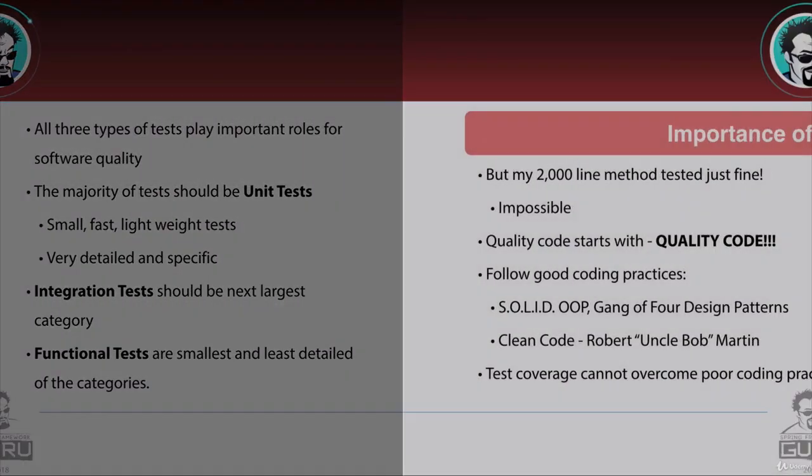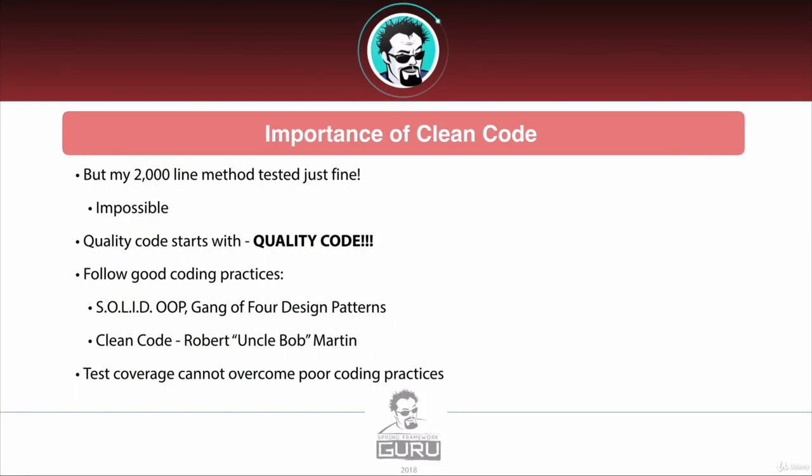Now, the next thing I want to talk about is the importance of clean code. I hit on this, and if you join my email list, I actually have an email called, "But my 2,000 line method tested just fine." And I absolutely debunk that. That is absolutely impossible. First of all, and I've seen this way too many times, a single Java method has over 2,000 lines of code, and it was absolutely obnoxious. And you can't test that properly. There are too many conditions happening within that. There's just too much stuff going on.